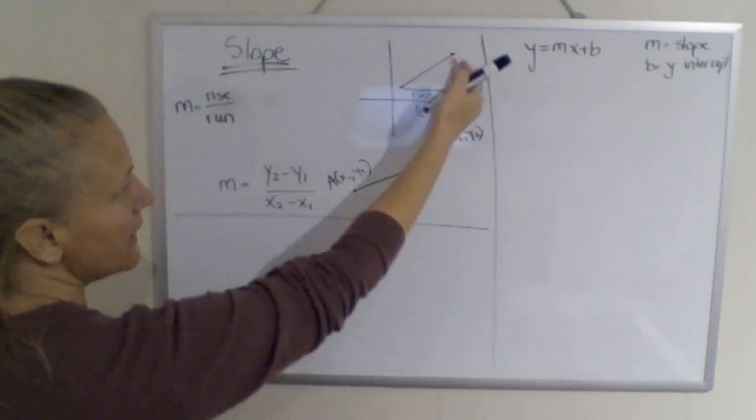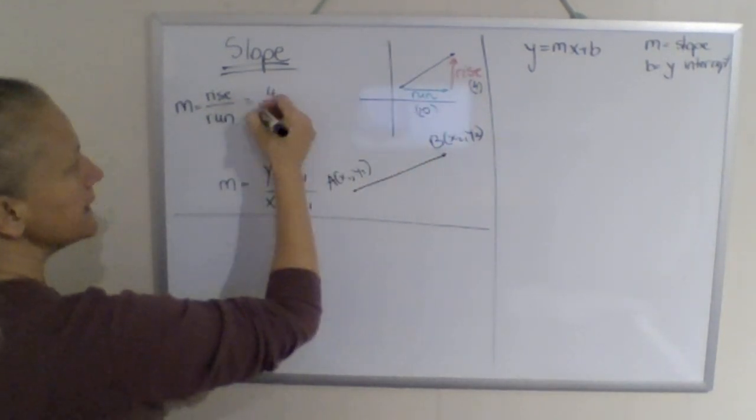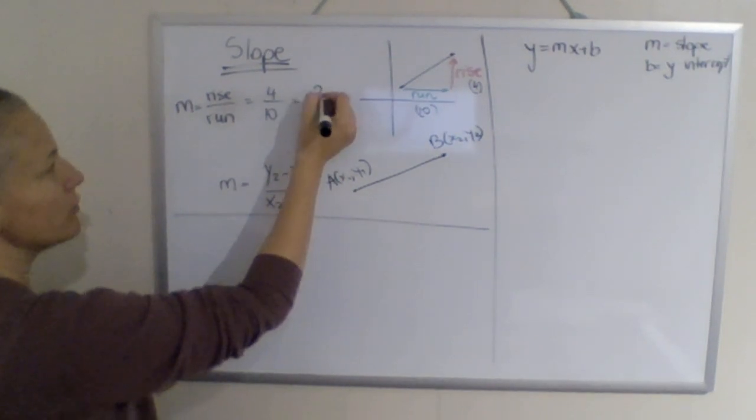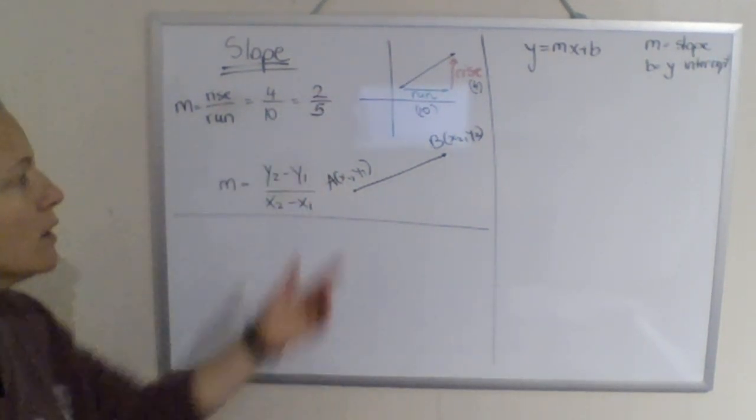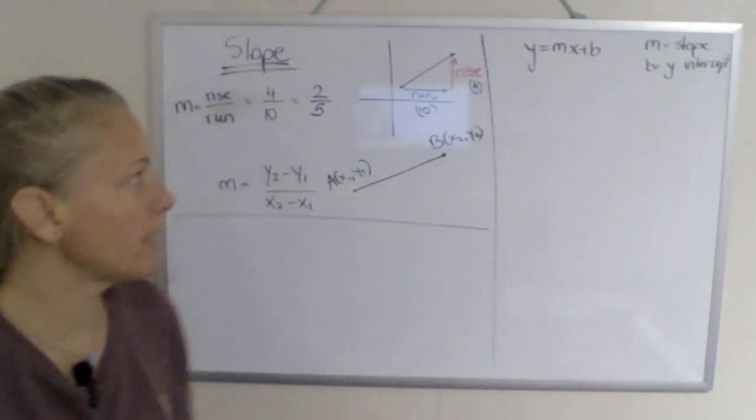So in this case, I had the rise over run. The rise is 4. The run is 10. All I have to do now is reduce this fraction. This becomes 2 over 5. And that's my slope. When they give you the rise and they give you the run, all it comes down to is reducing a fraction.